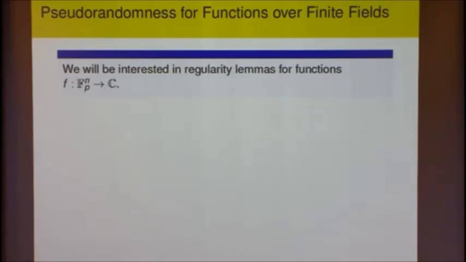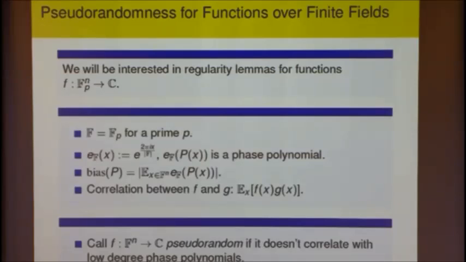Alright. So what I am going to talk about here is pseudorandomness for functions over finite fields, not graphs. Okay? So we'll be concerned with regularity lemmas for functions which map a vector space over a finite field, F_p to the n, to the complex numbers. So let me just establish some notation. f will always be over F_p for a prime field p. Some of these questions don't make sense for non-prime p, but let me defer that question for now.